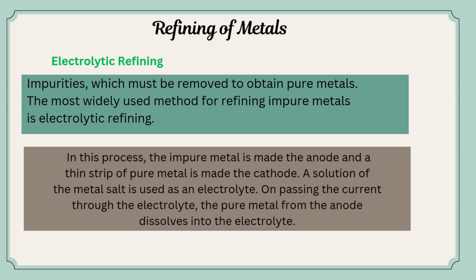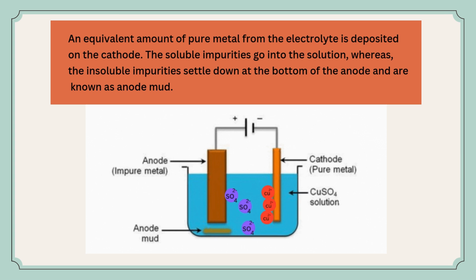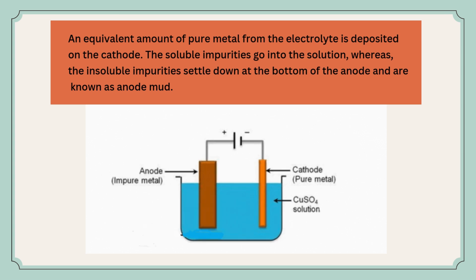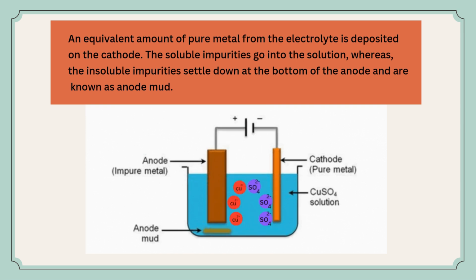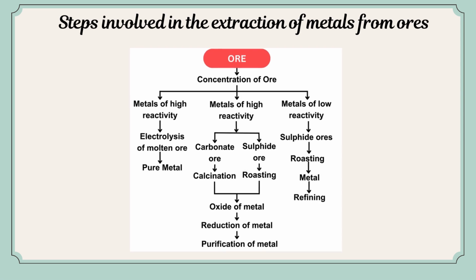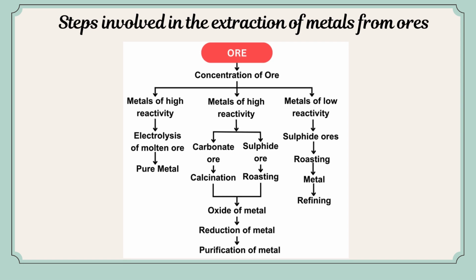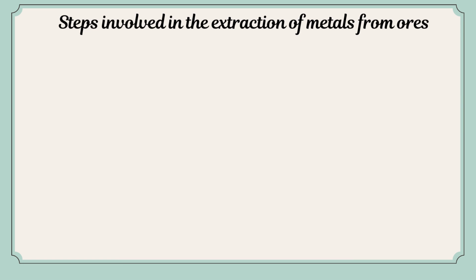On passing the current through the electrolyte, the pure metal from the anode dissolves into the electrolyte. An equivalent amount of pure metal from the electrolyte is deposited on the cathode. The soluble impurities go into the solution, whereas the insoluble impurities settle down at the bottom of the anode and are known as anode mud. These are the steps involved in the extraction of metals from their ore. Three types of metals we already discussed, and their extraction is given below.